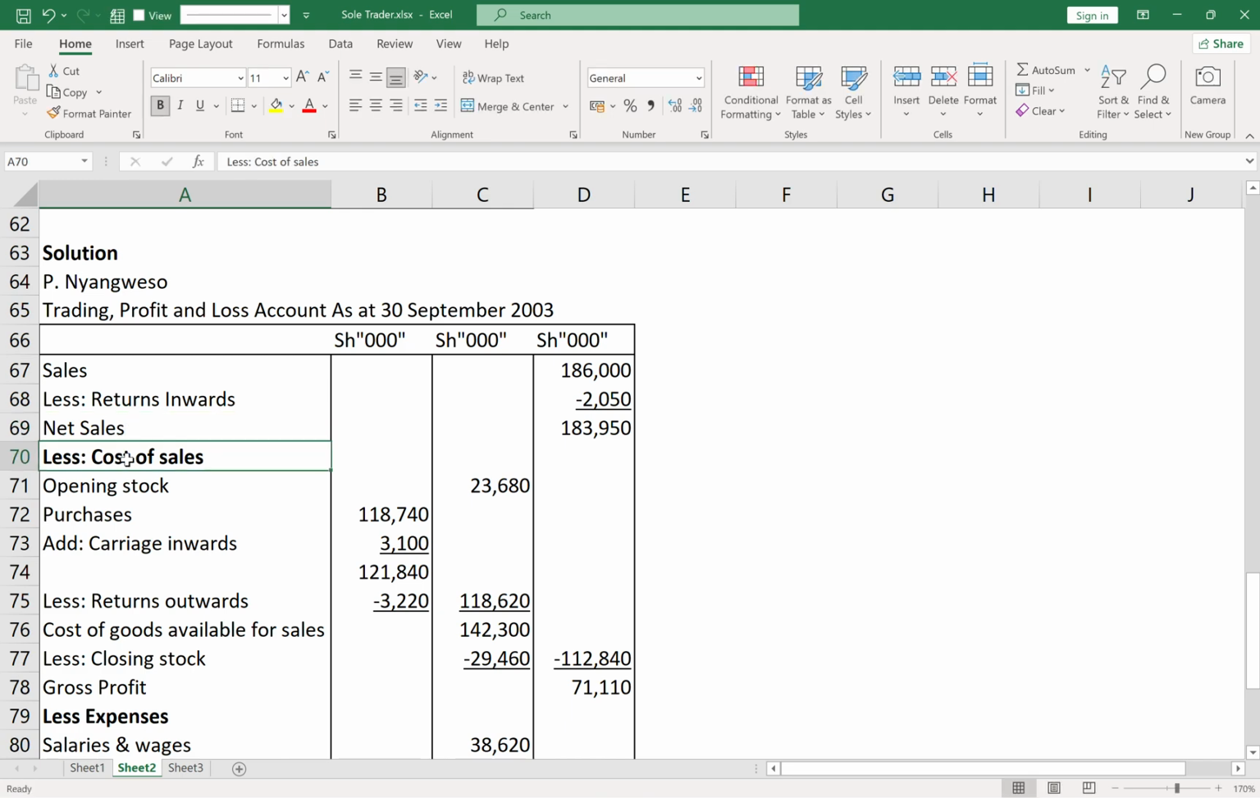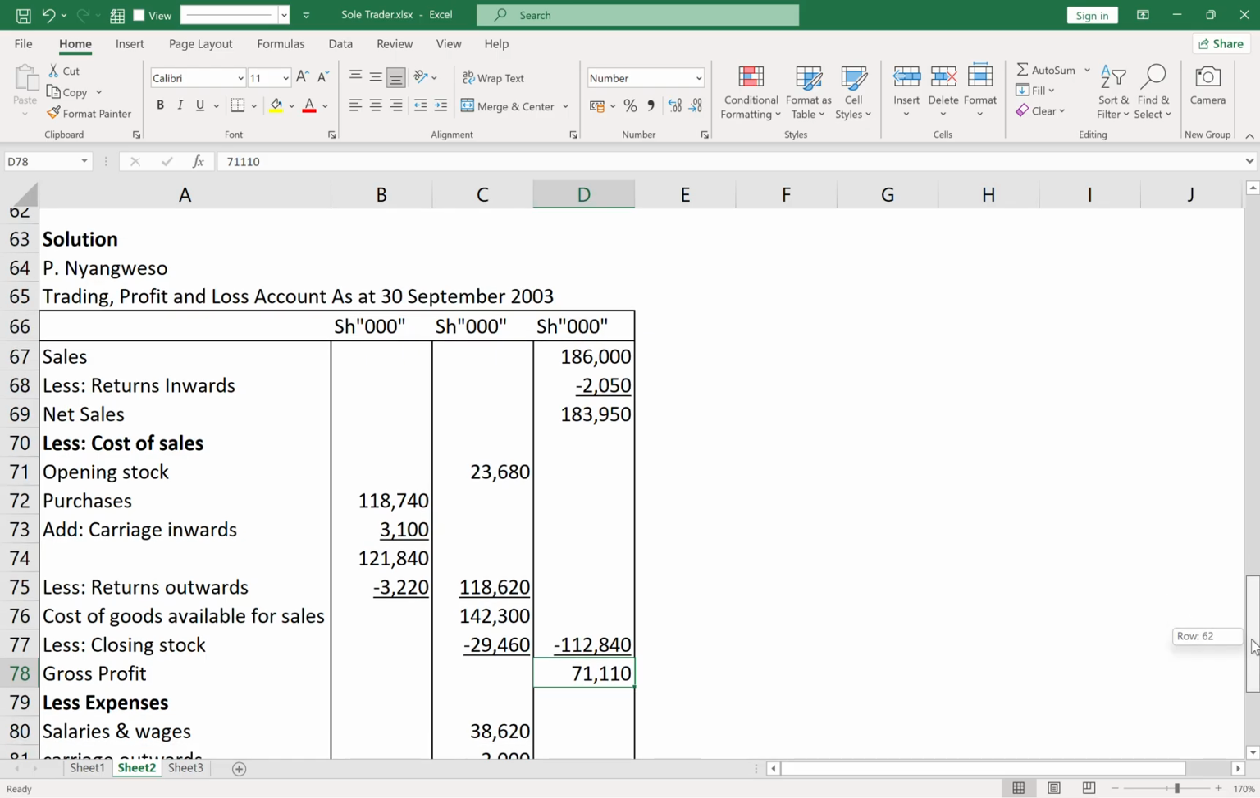Then you have less the cost of sales. We have the opening stock. We also have the purchases of 118,714, carriage inwards for 310,100. Then you have to deduct the returns outwards so that you get the cost of goods available for sale. We shall also deduct the closing stock so that you get the cost of sales of 112,840, which you shall deduct from the net sales to get our gross profit of 71,110.